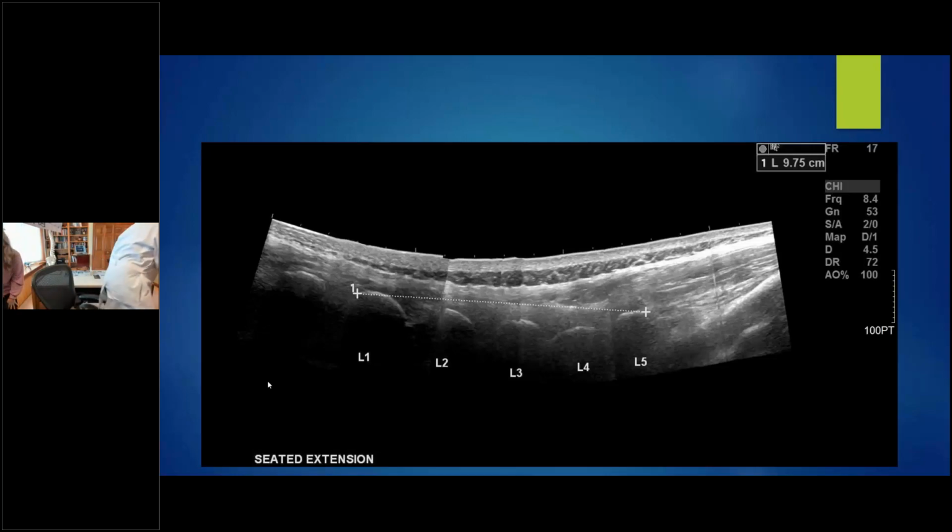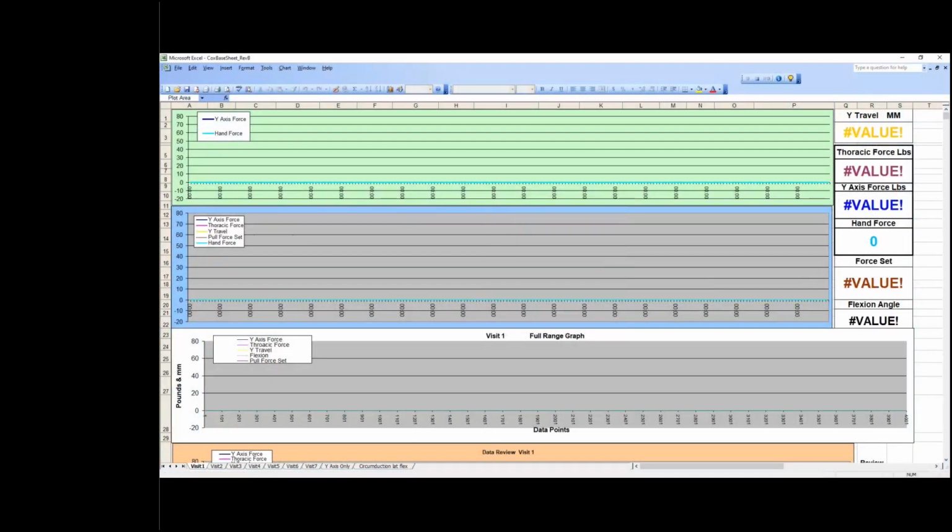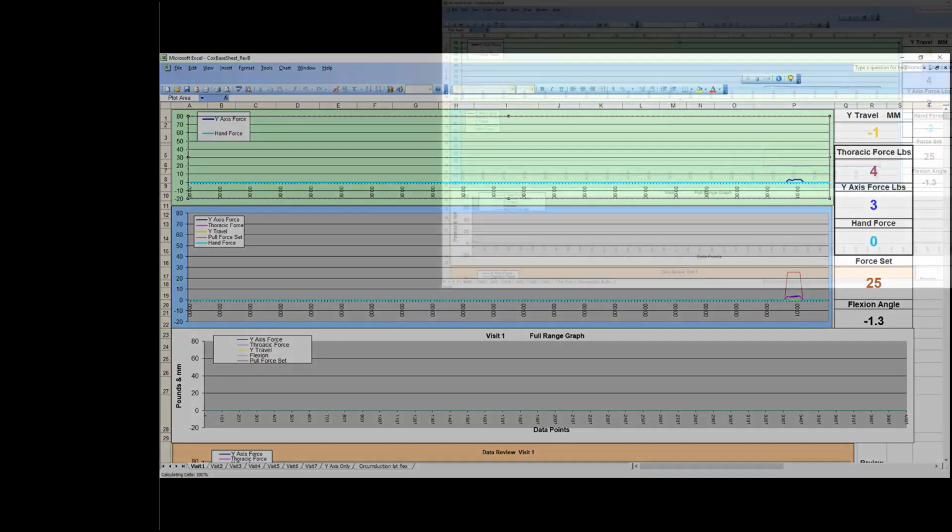Okay, while he's doing that, I'm going to shut off the webcam. So I'm going to move the webcam. I'm going to start the table. You should see the table moving.